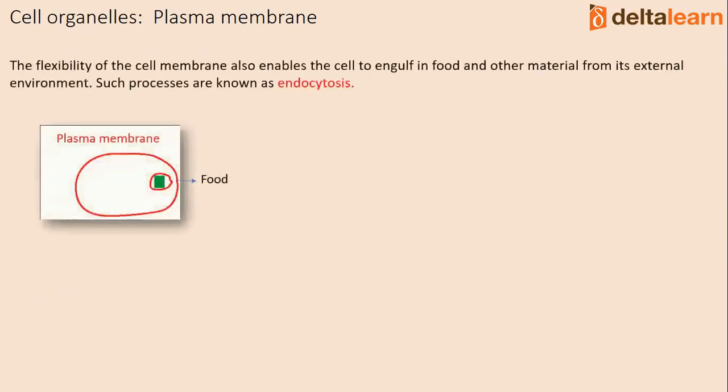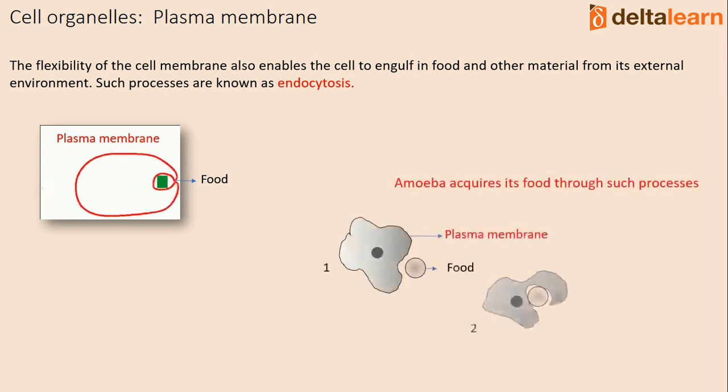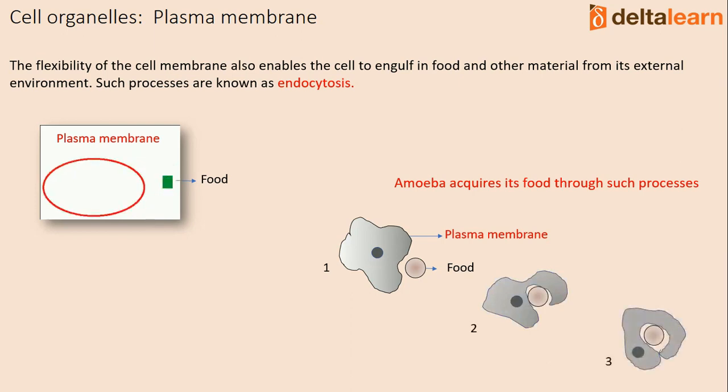The flexibility of the cell membrane enables the cell to engulf food and other material from its external environment. Such processes are known as endocytosis. As shown here, amoeba get food through the process of endocytosis.